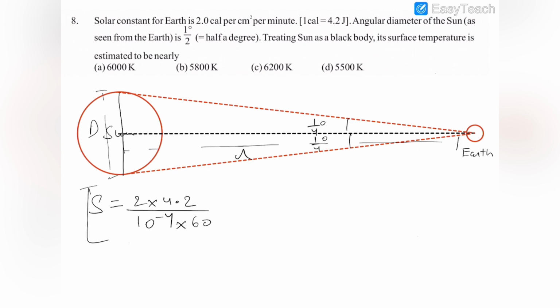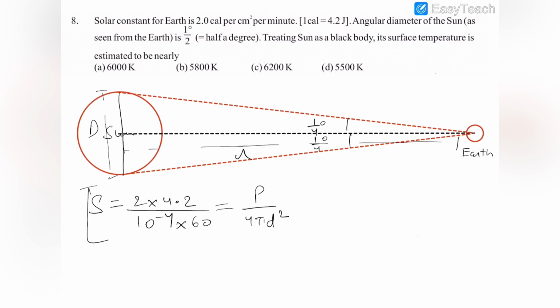So this is the solar constant, and we know that solar constant will be equal to power emitted by the sun divided by the area of this sphere. Now we have to assume that there is an imaginary sphere whose radius is this one r, and whose center is sun. So area of this imaginary sphere would be 4 pi d square. So this term is called the solar constant.